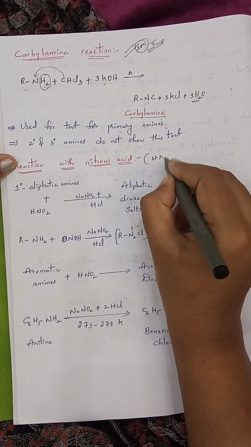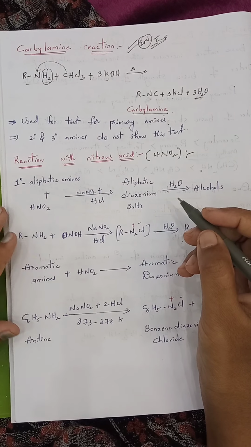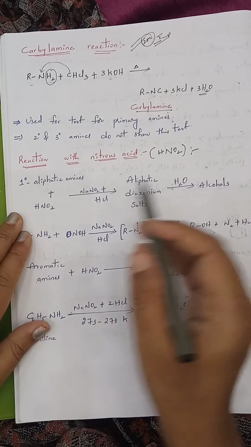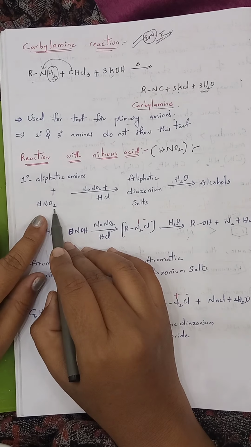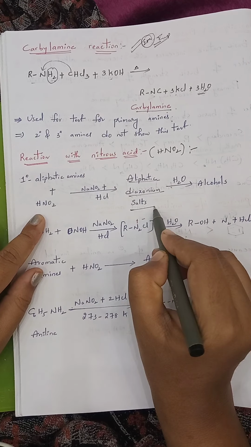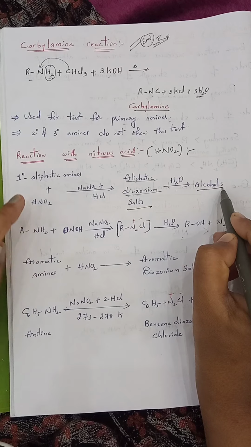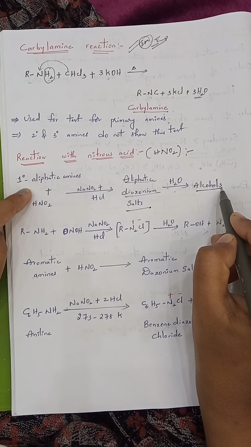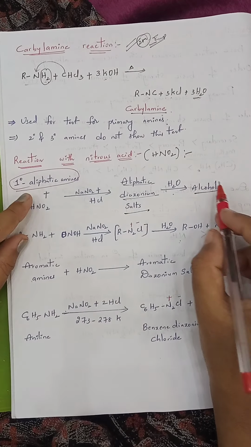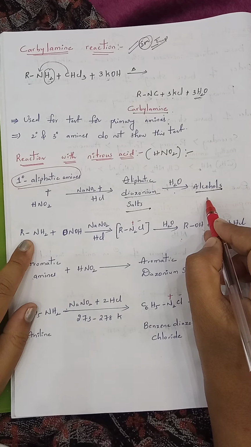Now the next chemical reaction is reaction with nitrous acid. Nitrous acid formula is HNO2. Nitric acid is HNO3. Aliphatic primary amines have the property to react with this nitrous acid, as do aromatic primary amines. When aliphatic primary amines react with nitrous acid in NaNO2 and HCl, first it gives aliphatic diazonium salts, which are highly unstable and undergo hydrolysis and give alcohols. Remember, this is only in the case of aliphatic primary amines. The final product is alcohol.